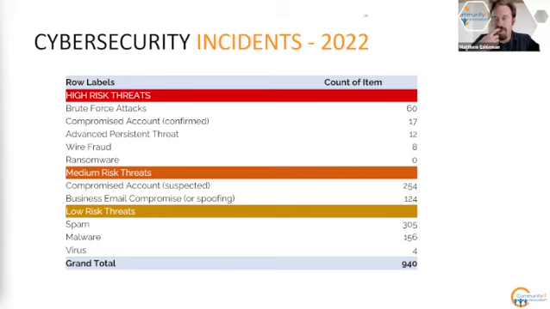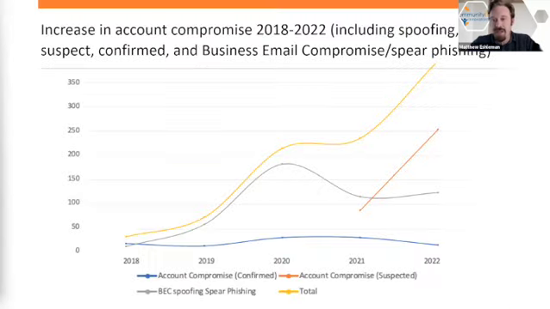So you can see, overall we've categorized almost 940, 950 events across the organizations that we're serving. And as we can see here, those numbers are increasing over time. We've got a couple of different breakdowns of the account compromise from that historical perspective.